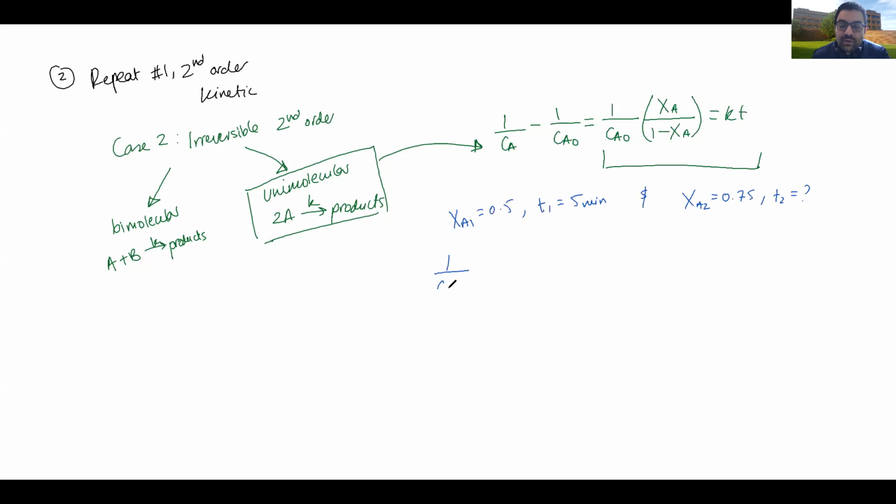So I have 1 over Ca naught times 0.5 over 1 minus 0.5 is equal to K times 5 minutes. It's clear from here that I don't have Ca naught and I also don't have K. So I have 2 unknowns. If you do a lot of transport problems, it's good practice to lump your unknowns into one big constant. 0.5 over 1 minus 0.5 is basically 1, so I get 1 over 5 minutes is equal to K Ca naught.